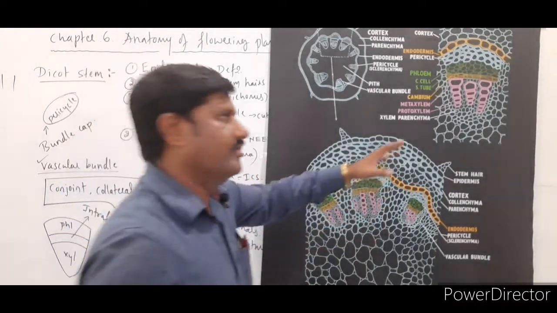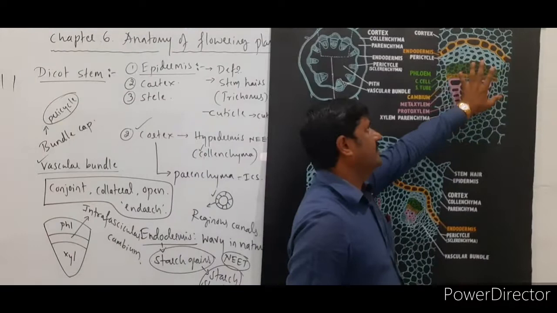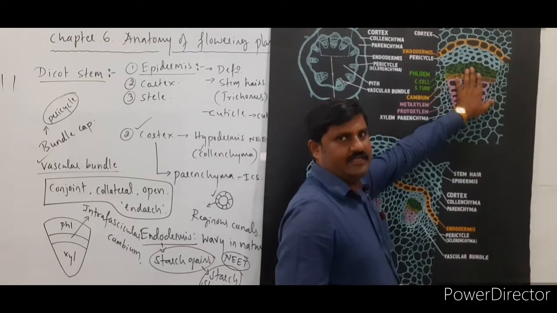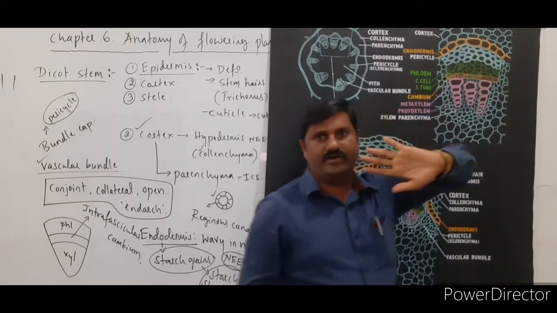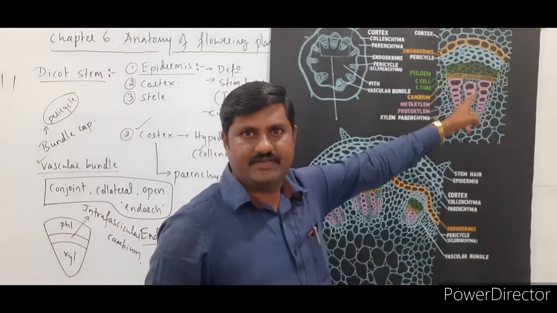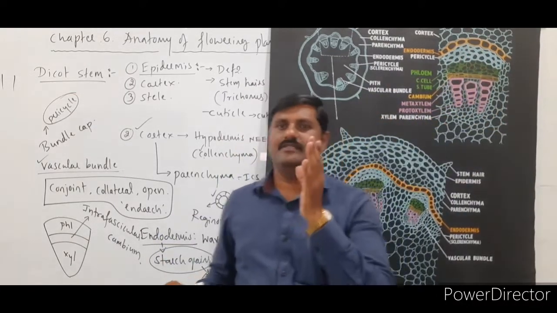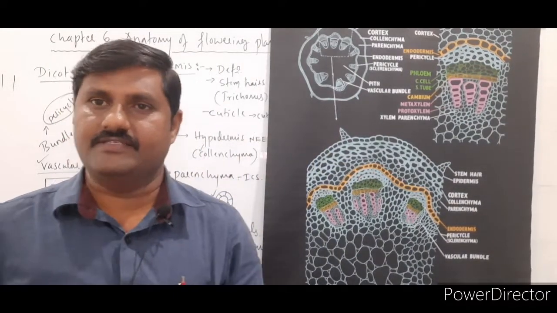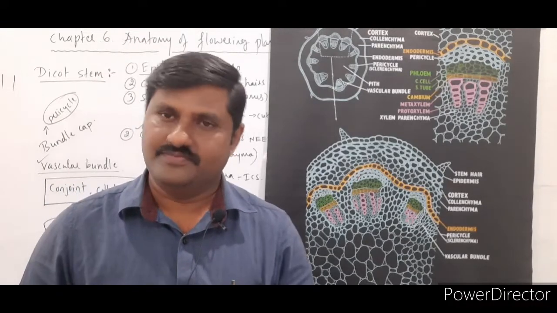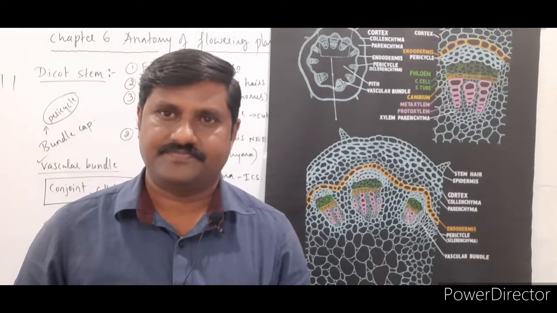So here only one single vascular bundle is focused, and you are observing the bundle cap and the endodermis, everything there yourself, right? So this is the cross section of Helianthus annuus, that is the sunflower stem itself, that is the dicot stem.